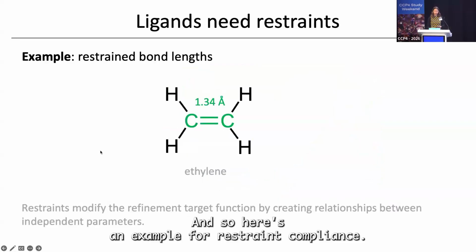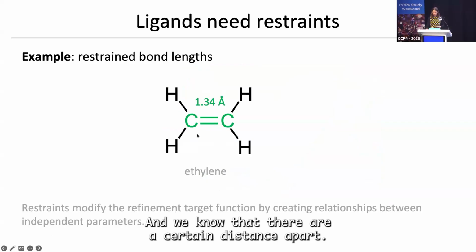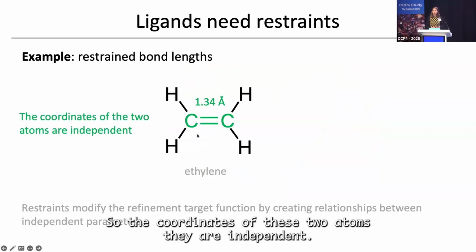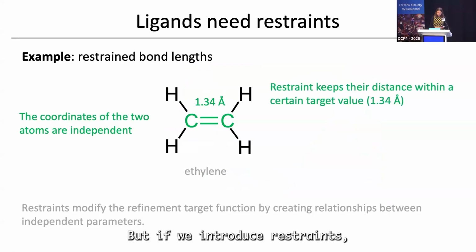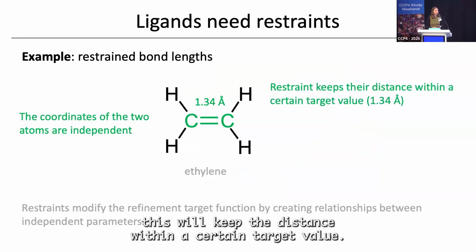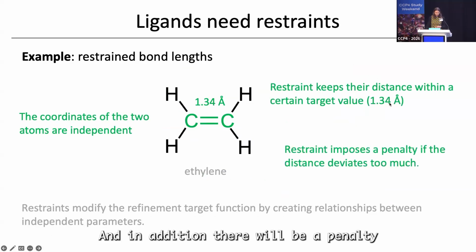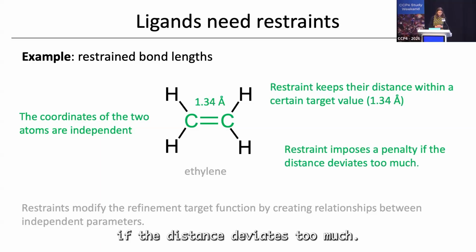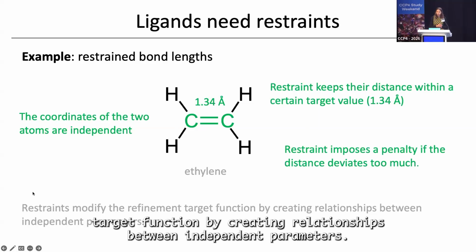Here's an example for restraining bond lengths. Here's a very small molecule, ethylene, and here are two atoms, the two carbon atoms, and we know that they are a certain distance apart. So the coordinates of these two atoms are independent. One carbon doesn't really know of the other one in our refinement. But if we introduce restraints, this will keep the distance within a certain target value, here 1.34 angstrom. In addition, there will be a penalty if the distance deviates too much. In other words, these restraints modify the refinement target function by creating relationships between independent parameters.